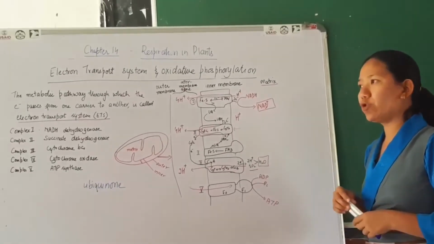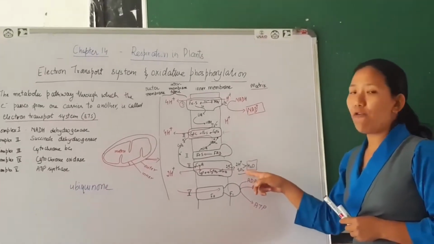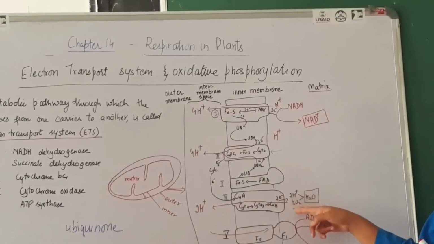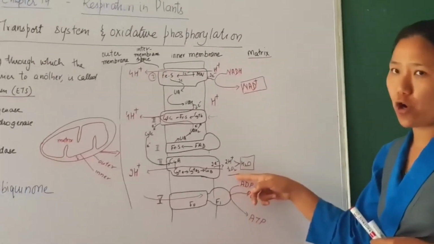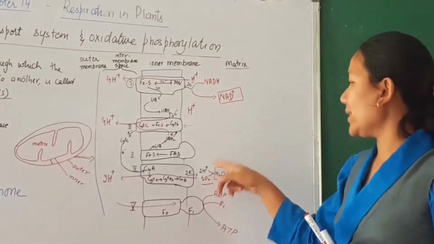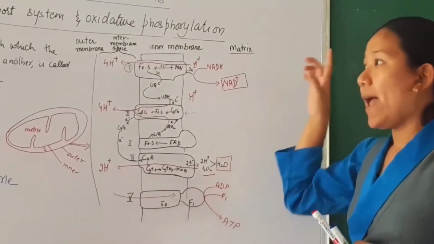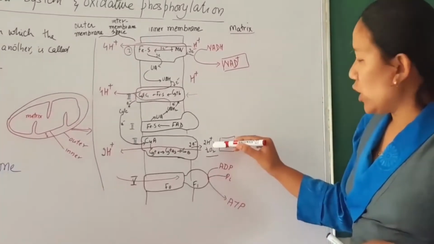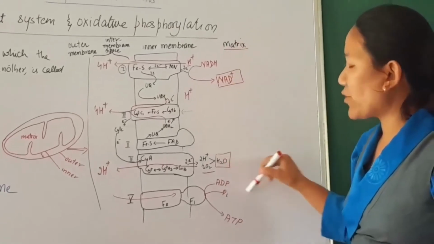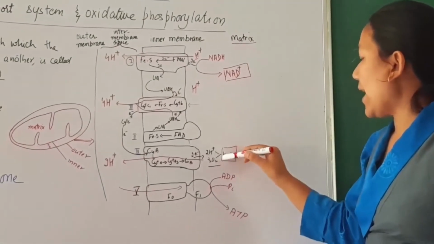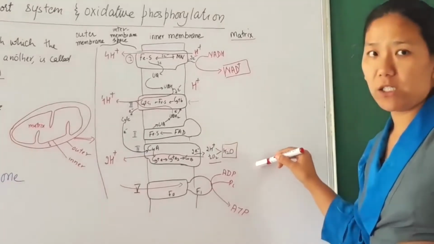And second, you see the role of oxygen. It becomes the final acceptor of electron during the oxidative phosphorylation, ETS and oxidative phosphorylation. And another thing it does is, this oxygen removes the proton present in the matrix and it is used in the formation of water.